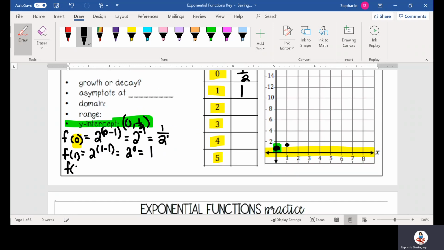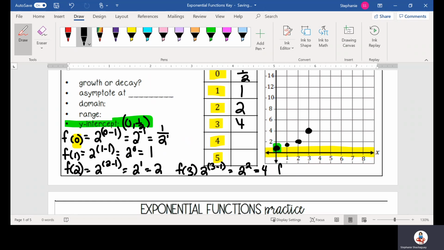Then we're going to do f of 2. So that's going to be equal to 2 to the 2 minus 1 power, which is equal to 2 to the first power, which is just equal to 2. So when my input is 2, my output is 2. I'm going to do f of 3. So I'm going to do 2 to the 3 minus 1 power. Well, 3 minus 1 is 2, so 2 squared, which is equal to 4. So when I input 3, my output is 4.